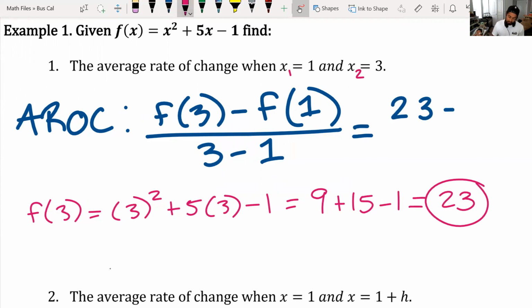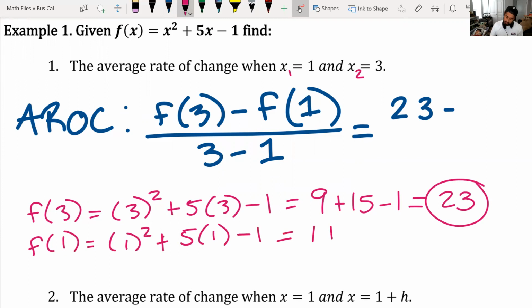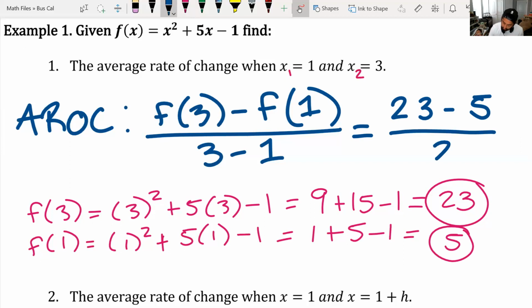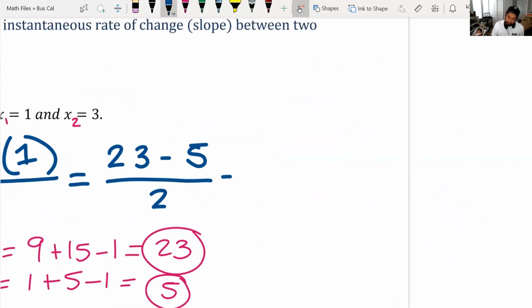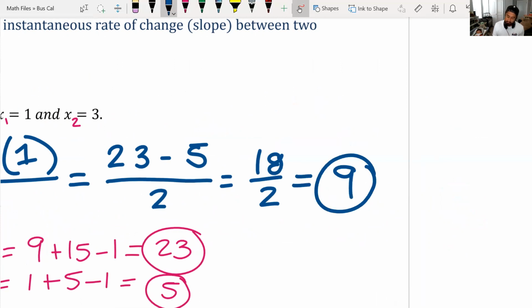All right, and then do it for f of 1. We'll get 1 squared plus 5 times 1 minus 1. You'll get 1 plus 5 minus 1, and you'll get 6 minus 1, which will give me 5, which means that f of 1 becomes 5, all over 3 minus 1. Okay, and now finish it up. You're going to get 23 minus 5, which is 18, and 18 over 2 gives me 9.